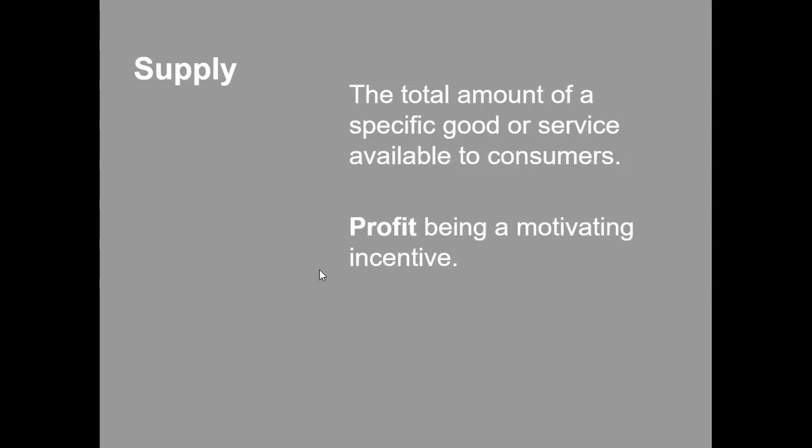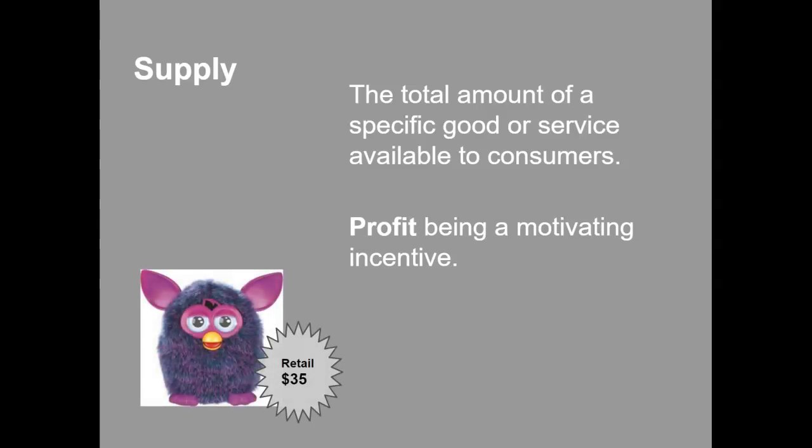Supply is the total amount of a specific good or service available to consumers. Profit is a motivating incentive, so I bet you can guess which direction the supply curve goes. Back some years ago, there was this ridiculous looking animal called a Furby. These were like $35 because for some reason, so many people wanted them. I never understood it because honestly, they kind of freak me out. You're not going to pay that much for one of them right now, but it is a motivating incentive for companies to make more if they can get more people to buy them.